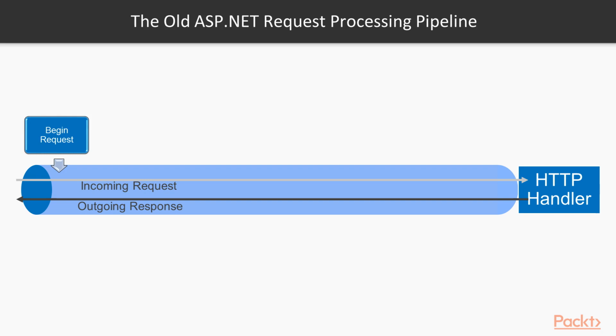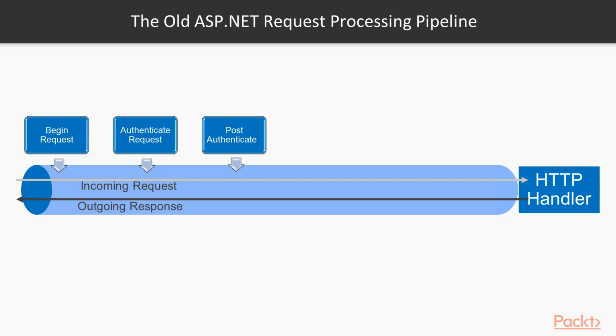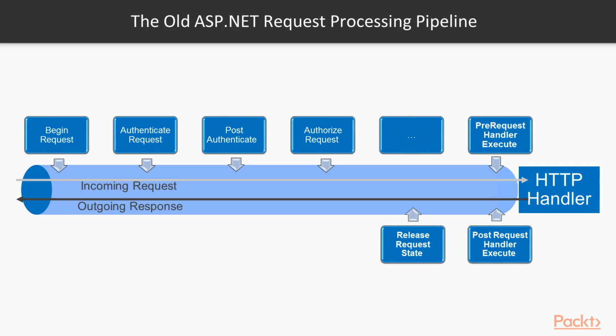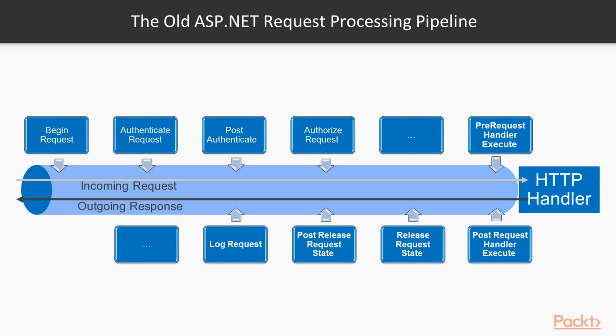For example, the first event raised is called begin request, and then you have authenticate request that ensures the request is authenticated properly. The post authenticate event, and then the authorize request, and then you have many other events until the last one, pre-request handler execute, is raised, and then the process is reversed. Now the HTTP handler generates the output and raises the post request handler execute event. Then it raises release request state, post release request state, log request, and many other events, and then ends with the last event, end request.